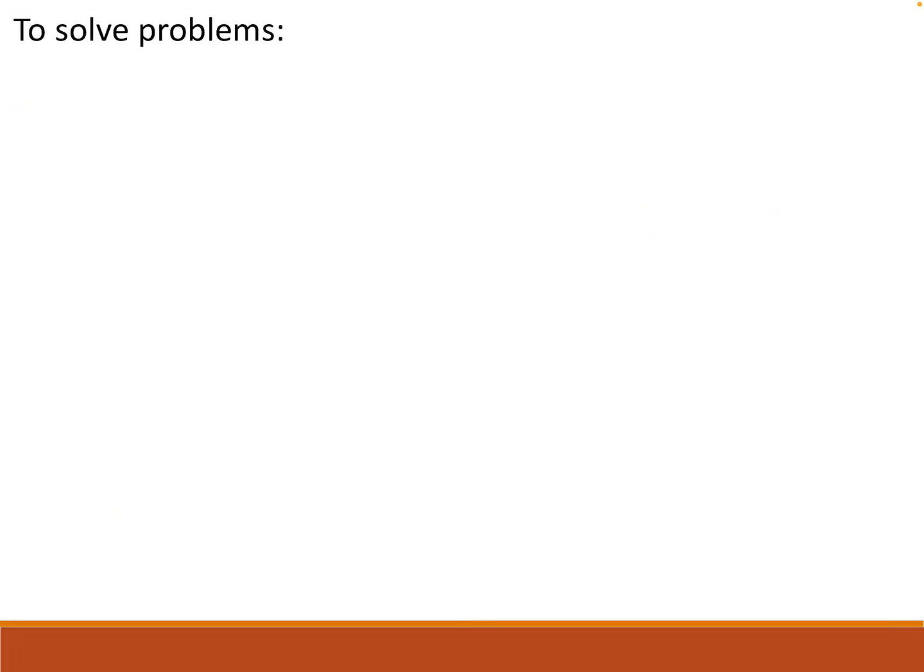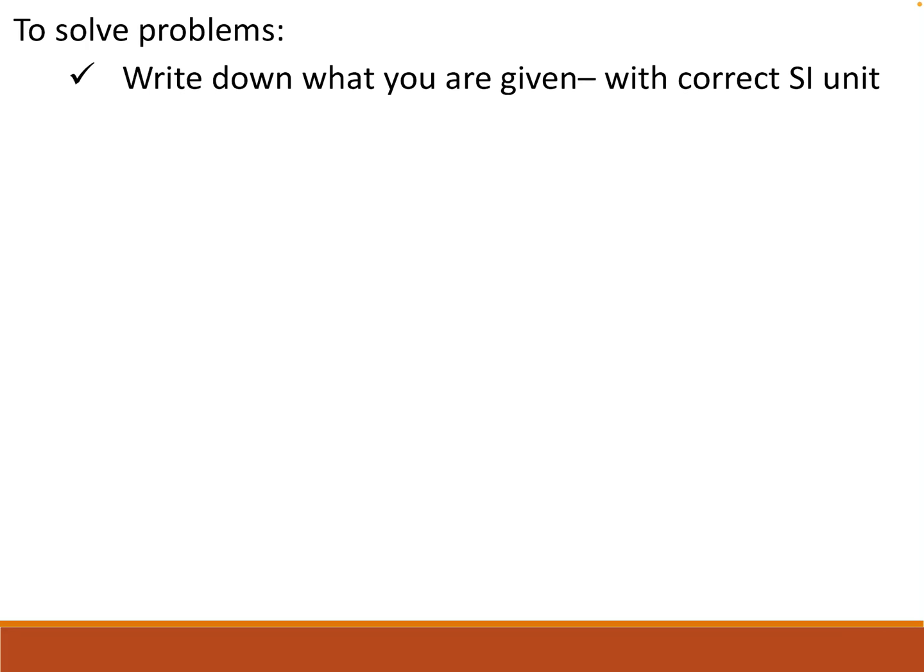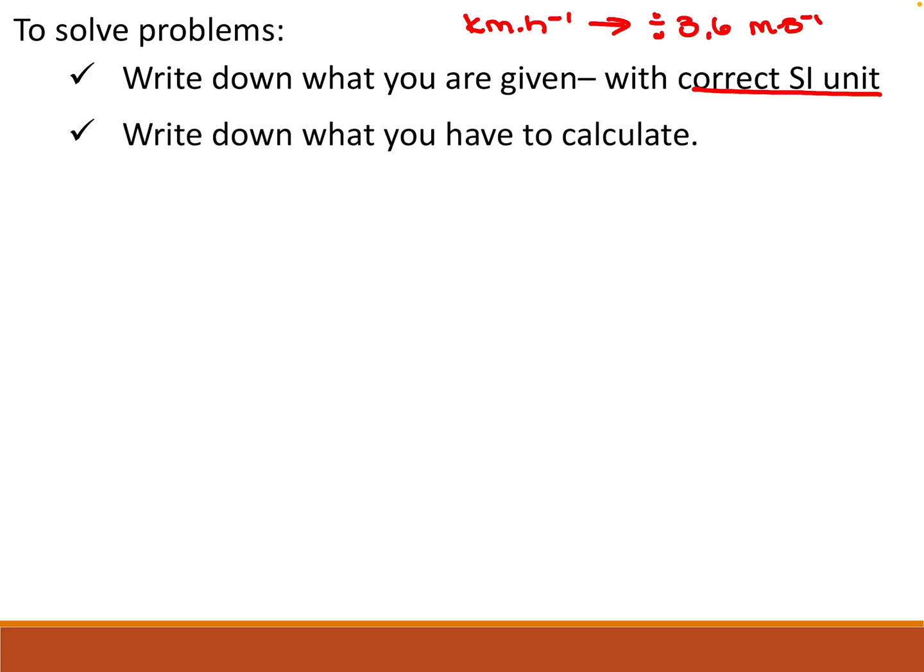What do you need to do to solve problems? Well, first of all, always write down what you're given with the correct SI unit. This is especially important for velocity. And remember that to go from kilometers per hour to meters per second, you divide by 3.6 to get it into meters per second, okay? Then write down what you have to calculate. You'll see when I do these, I have a specific order that I do it in, and it makes it easier to decide on the equation.